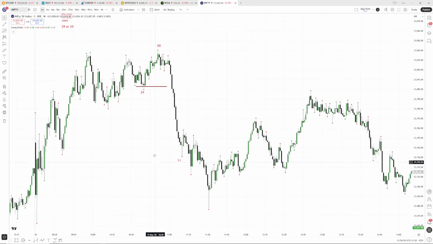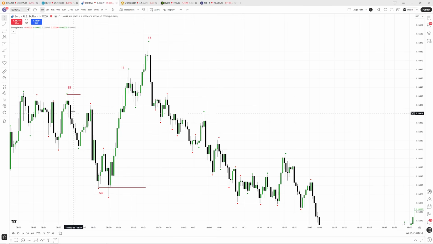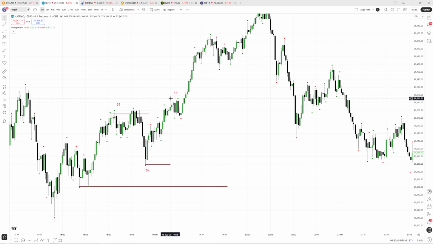Now, if you miss out on some of these moves, it's fine. You don't have to worry. But you can consistently nail these: 29, 50, 47, 11. And what else do you need, right? This is like a cheat code in the market, and you can trade every market using the same cheat codes. That's where the price is going to stop.